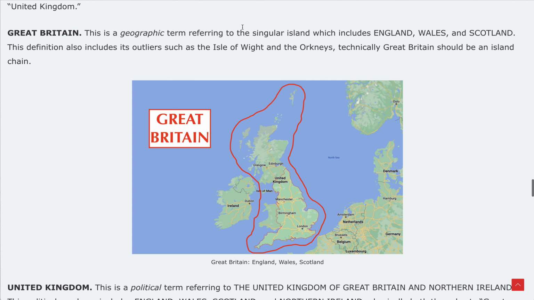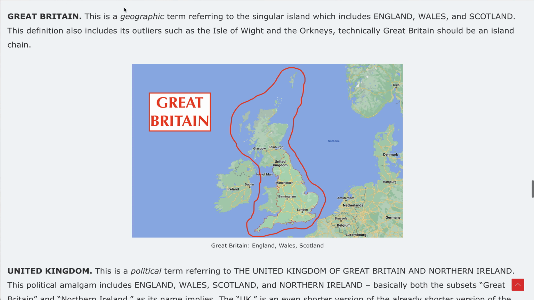And the next term is Great Britain. Now this is a geographic term. Great Britain is a geographic term referring to the singular island, and I should have put a little asterisk right here, which includes England, Wales, and Scotland. So England, where my mouse is moving up and down, Wales, and Scotland.